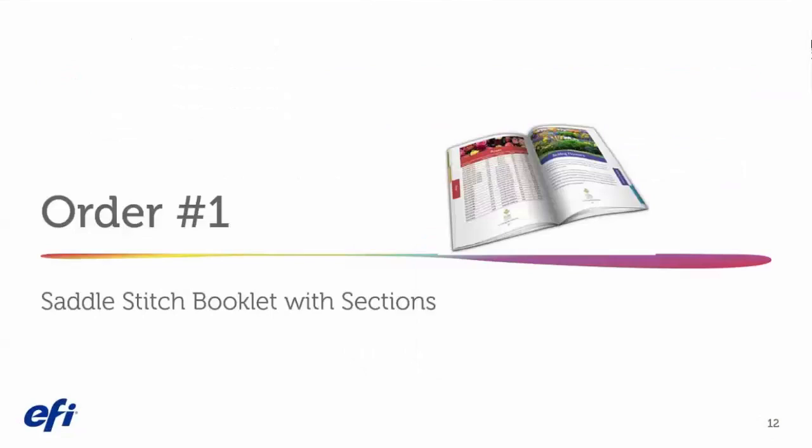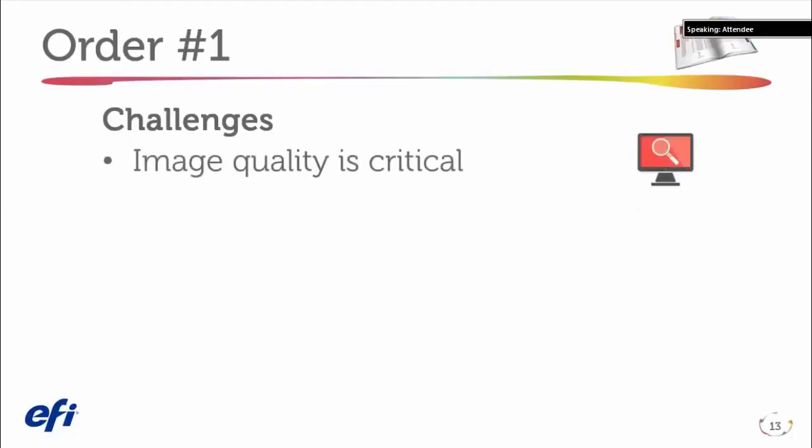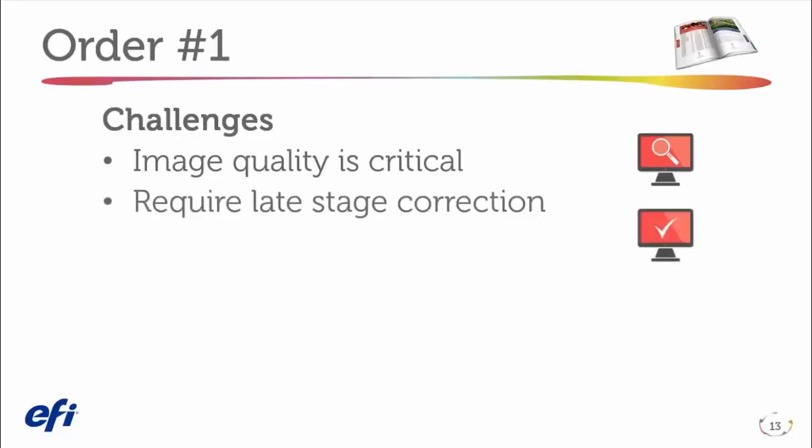So let's start here with our first order, and in this order we see that we have a number of challenges. We want to ensure that we have the highest quality output for our order, so image quality is going to be critical, and we want to identify and make any changes that we discover before we print this job without having the original native files.